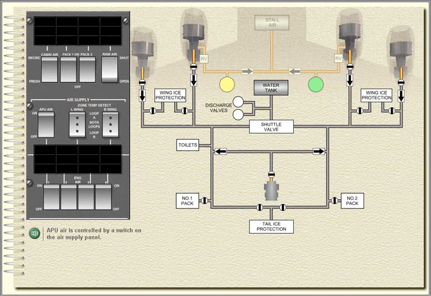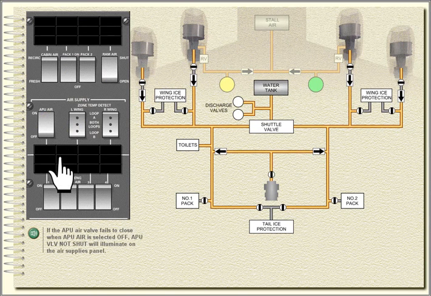APU air is controlled by a switch on the air supply panel. This switch controls the APU air valve. The air valve regulates the mass airflow to the air supply system to maintain a constant delivery pressure. If the APU air valve fails to close when APU air is selected off, APU valve not shut will illuminate on the air supplies panel.